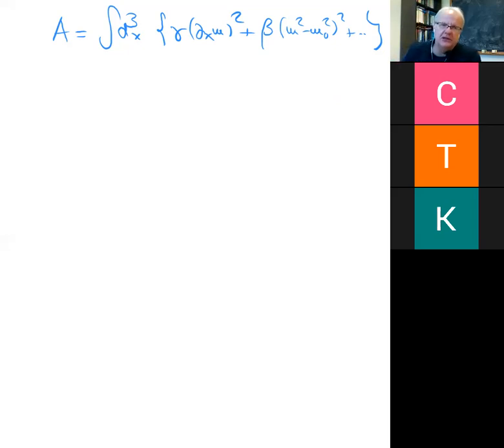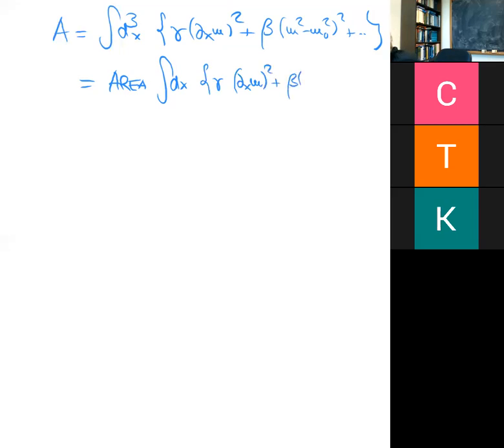Since the total free energy is an integral over all 3 dimensions, 2 of them will just trivially give you a factor of the total area of the domain wall. So this will trivially be proportional to the area of the domain wall times an integral over x. And now that m of x is given, this is an integral that you can just compute.